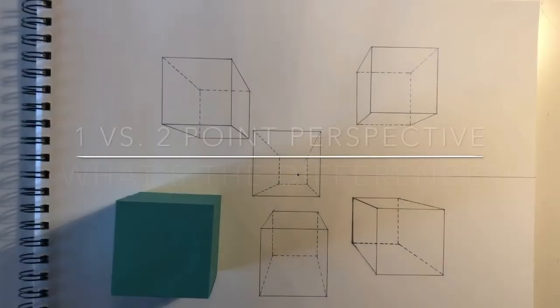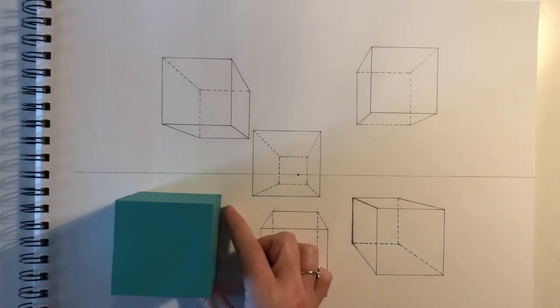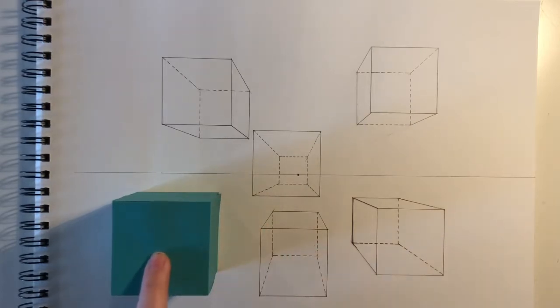So one of the important concepts as we learn linear perspective is the difference between one-point perspective versus two-point perspective. So I've created today for you a real three-dimensional little cube for you to take a look at so you can really easily see the difference between those two perspectives.